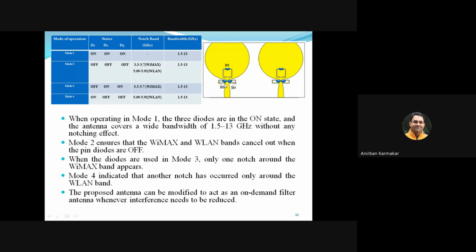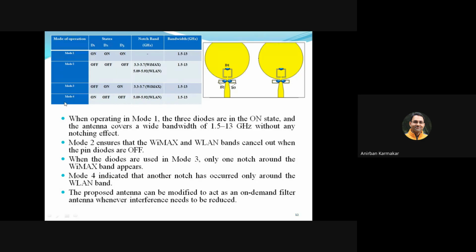And as diodes D2 and D3 are switched on, these notch structures will be deactivated and the notching mechanism at WLAN band will not be effective. So at this mode 3, the antenna will provide notching only at WiMAX band with the bandwidth of 1.5 to 13 gigahertz. Now, I am coming to mode 4.